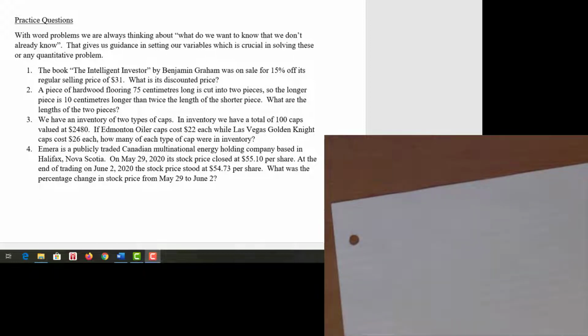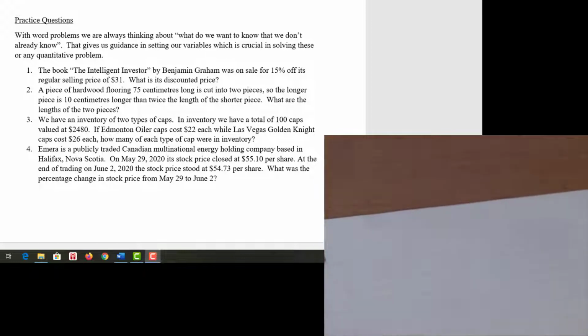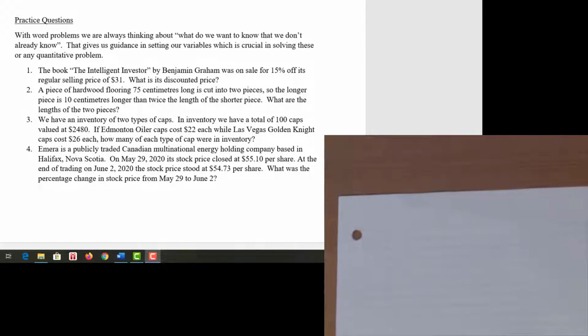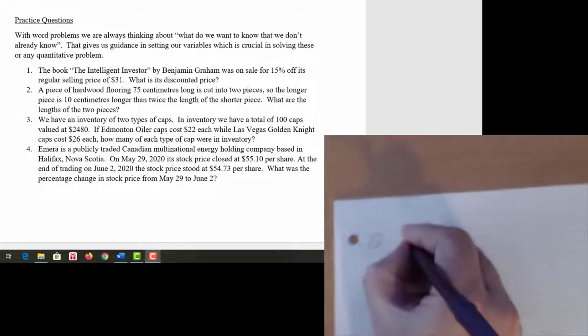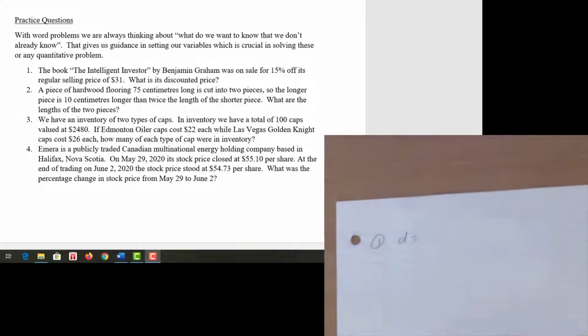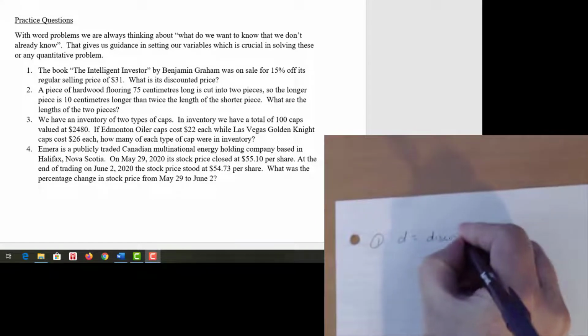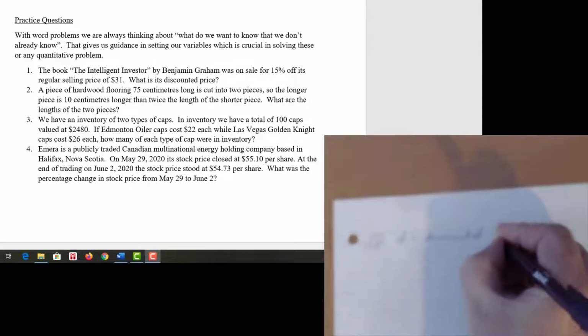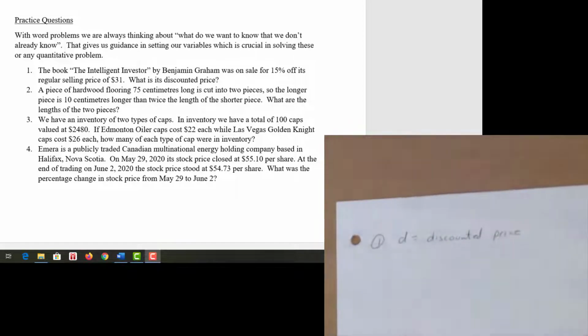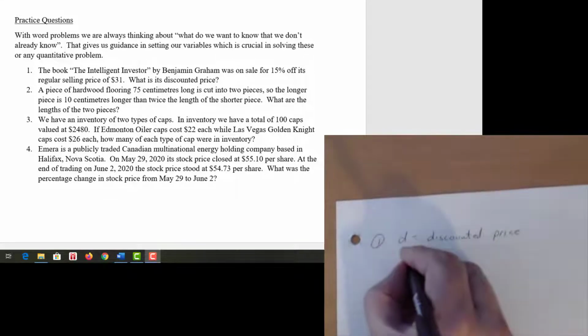The book was on sale for 15% off its regular selling price of $31. What is the discounted price? Well, right there, it's telling me what I want to know that I don't already know in question number 1, and that is the discounted price, which I will call D. Could have called it P as well. Call it whatever you like. Discounted price. So now I'm reading the relationship. And so I want to find that discounted price.